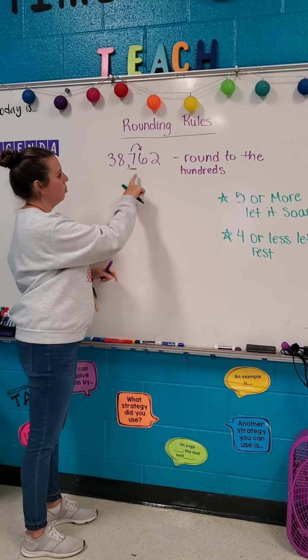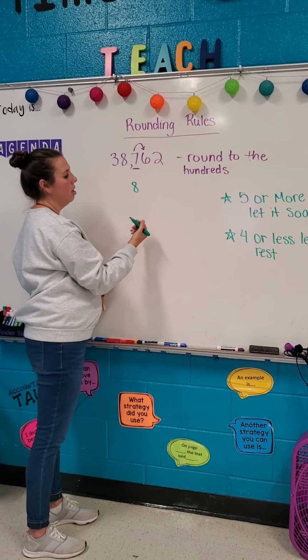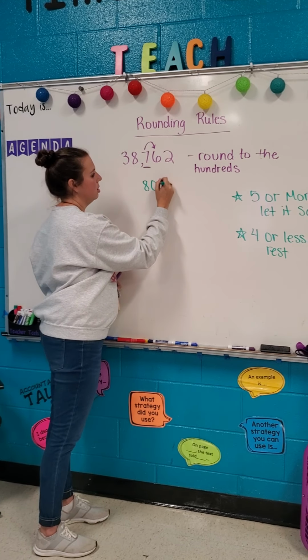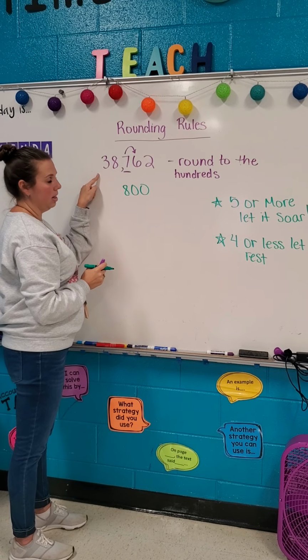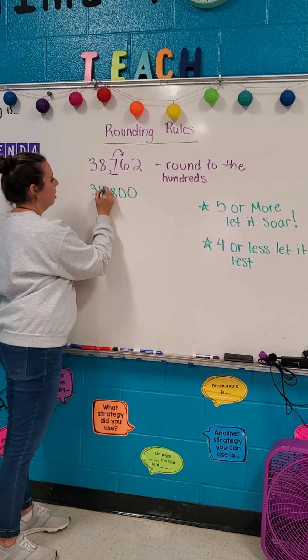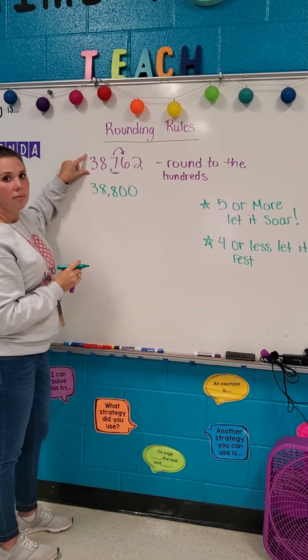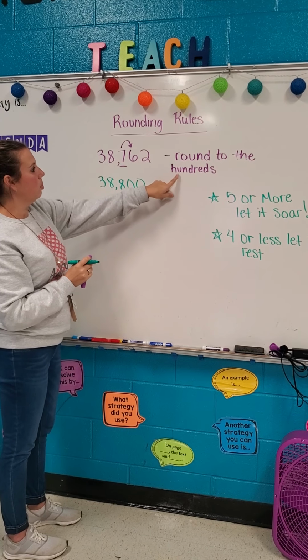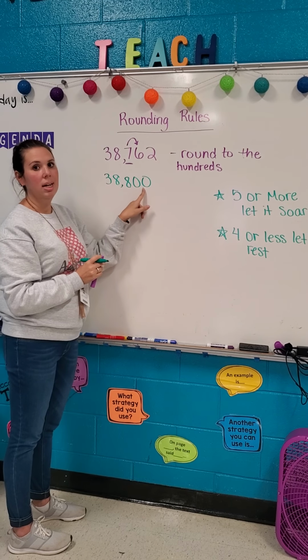All of the digits that were after my underline, so in this case the 10s and the 1s, those are gonna become zeros. All of the digits that were before the underline stay the same. So my 3 stays the same and my 8 stays the same. So 38,762, when we round it to the hundreds place, becomes 38,800.